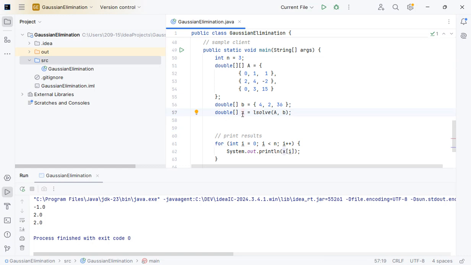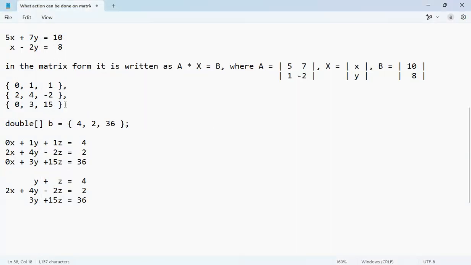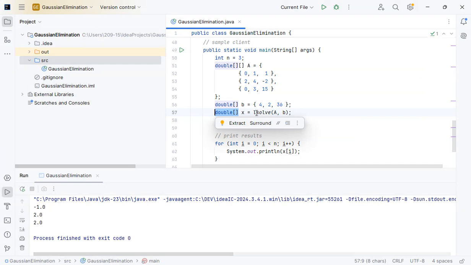You can see that this x is defined as an array. So basically you are looking for x, but x is a matrix. X is a matrix in the form x, y, z, but it's a vertical matrix, a vertical column, because if you multiply it, then you get the same. And here is the method.